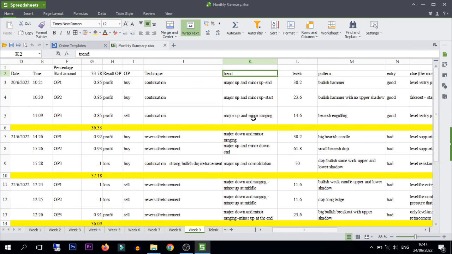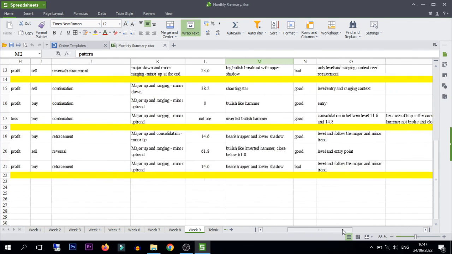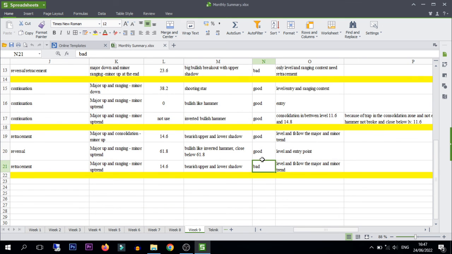So I write here the technique. The trend is, what is the trend, what is the level. Okay, so what is the pattern. Okay, and then what is the entry point. This was bad, good. And maybe with this we have some kind of review or summary in our head.